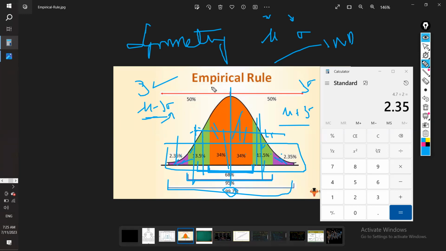And that is the importance of standard normal distribution. Is it clear? Any doubts? No, sir. Okay, fine.